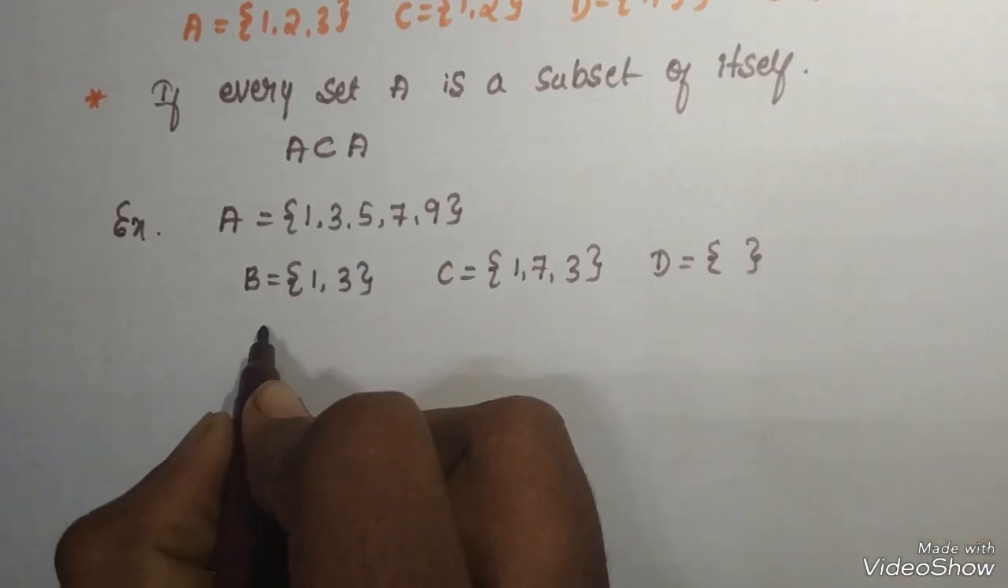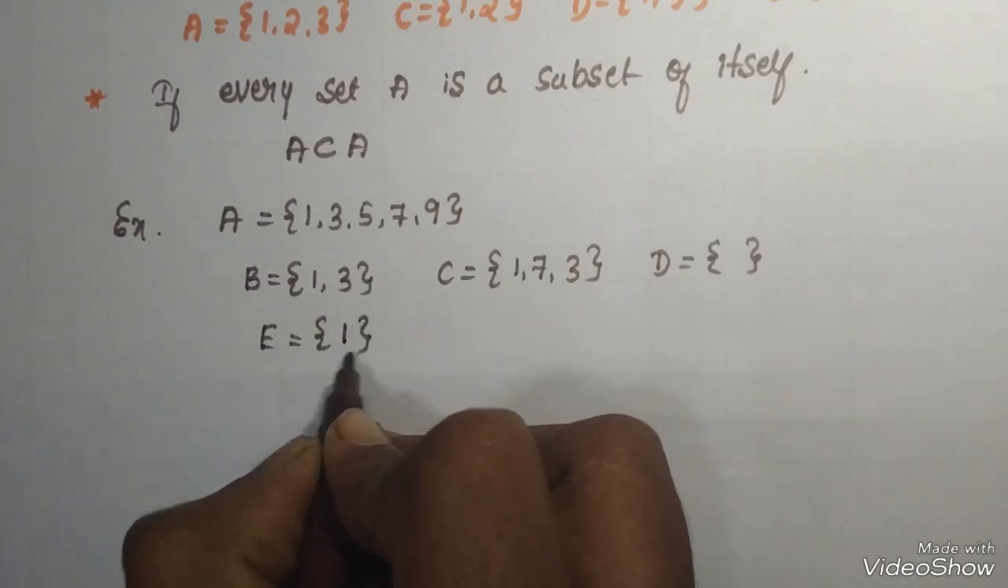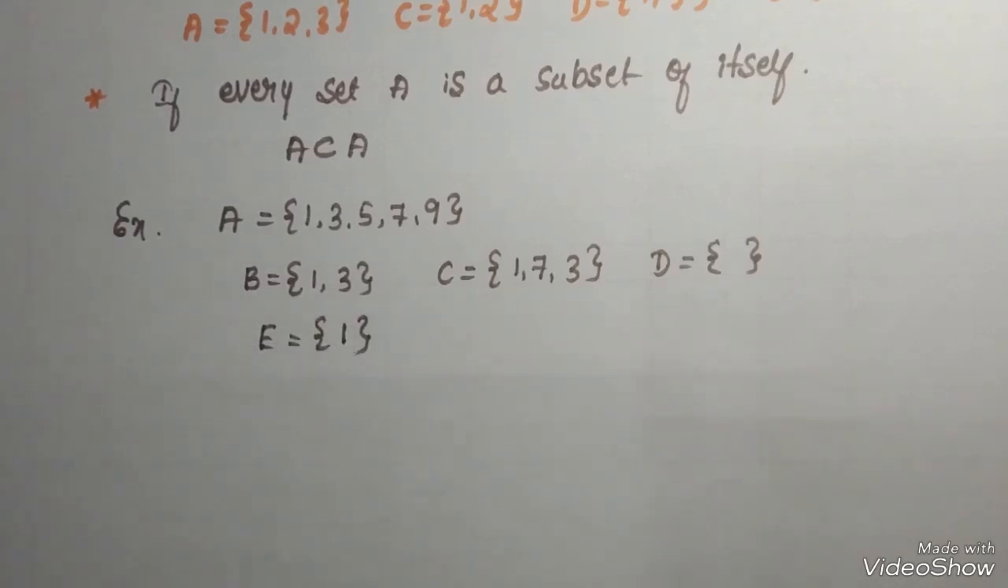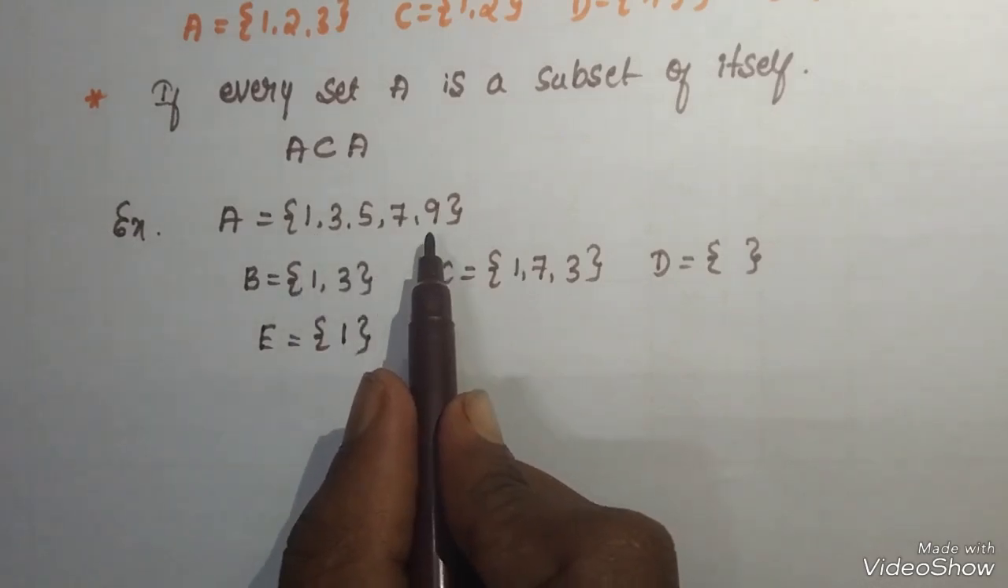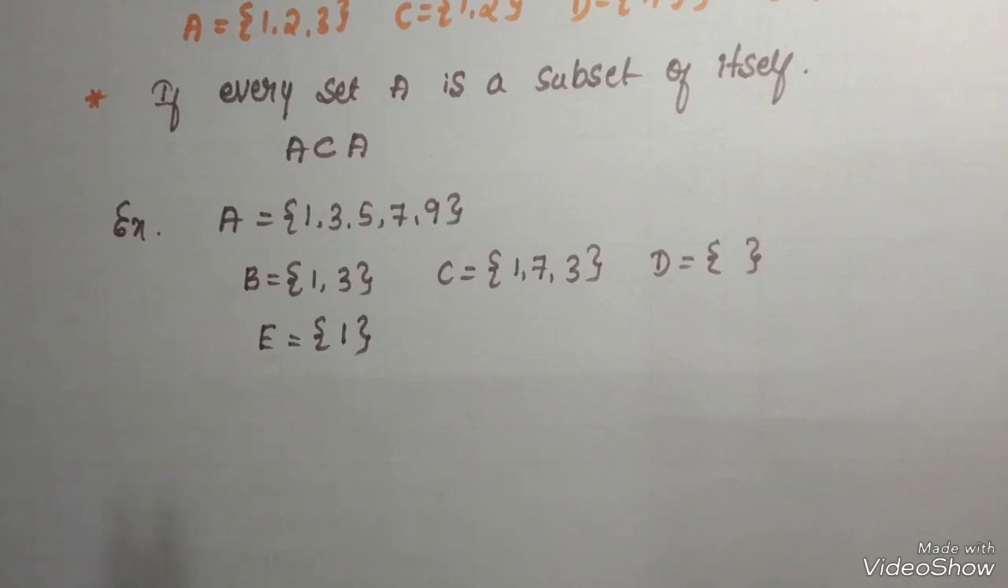Then the set E containing the element 1 is also one subset. If A is a set, then we can write many subsets. Next, I will consider the concept of subsets of the set of real numbers.